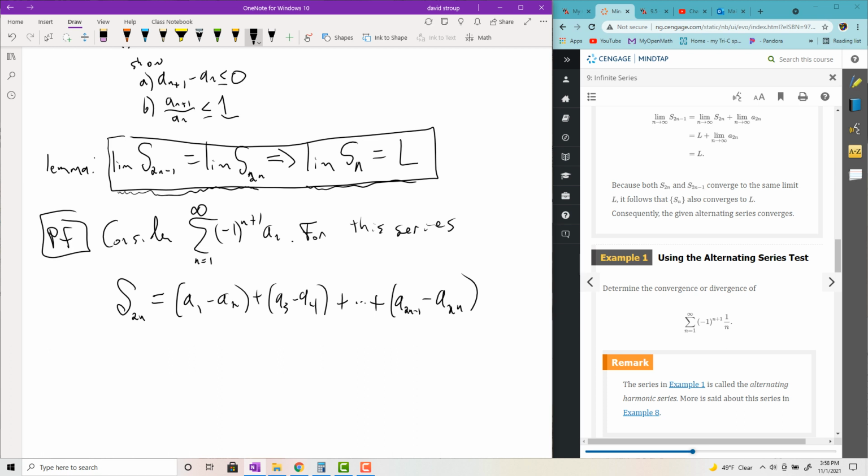So for this series that I just wrote, this thing s sub 2n has all non-negative terms. So s sub 2, s sub 4, s sub 6, s sub 8, all the terms in those are non-negative. Thus we have that the sequence of partial sums of the even terms of this sequence of partial sums is non-decreasing.